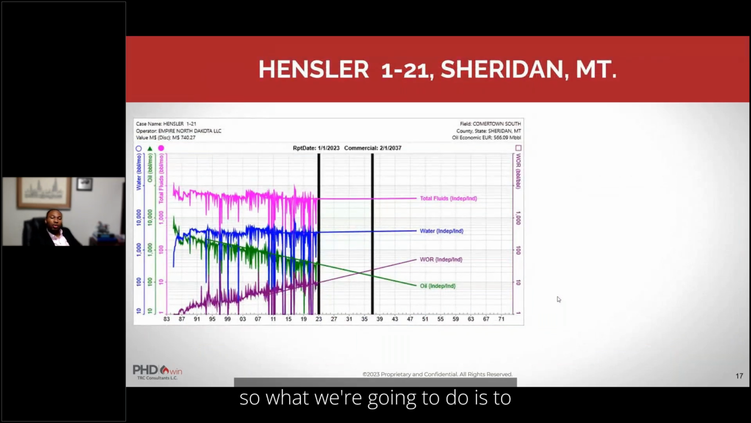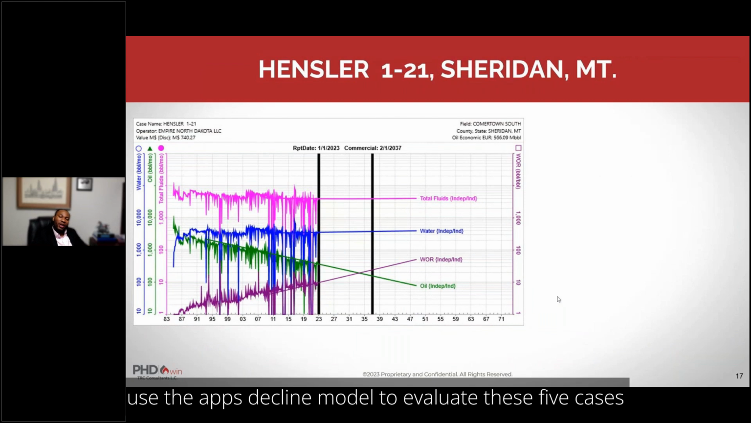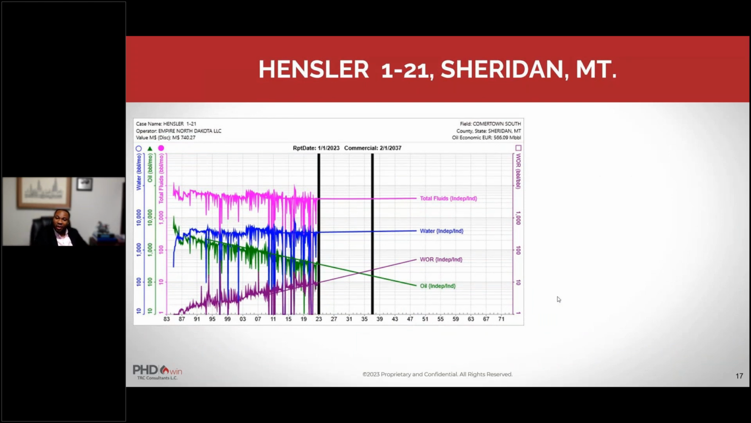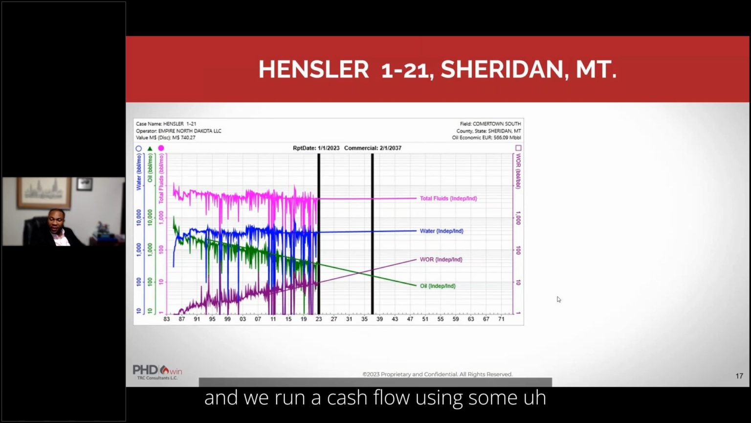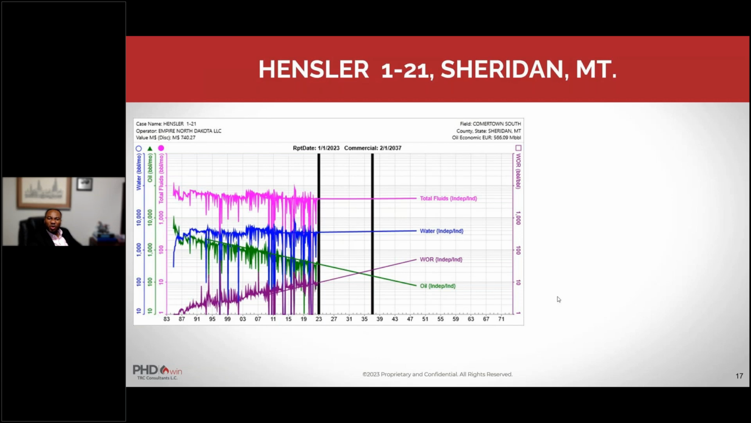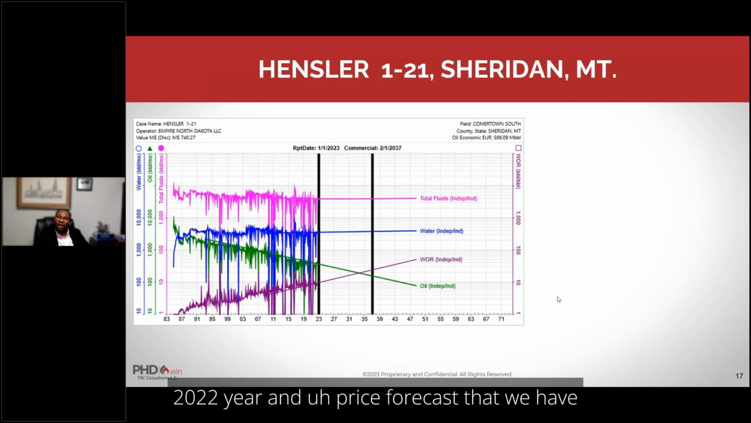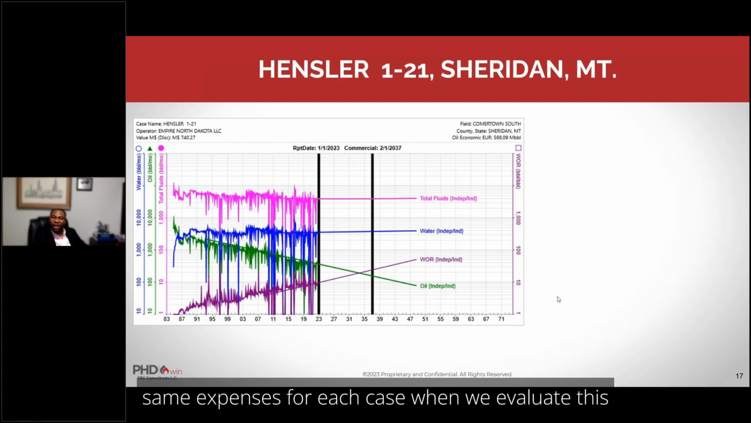So what we're going to do is use the Arps decline model to evaluate these 5 cases. We show the results and we run a cash flow using the 2022 year-end price forecast that we have. We're going to use the same price forecast and the same expenses for each case when we evaluate this.